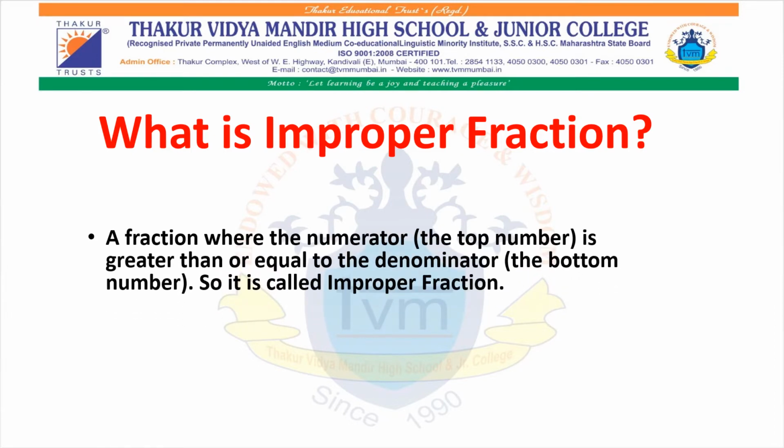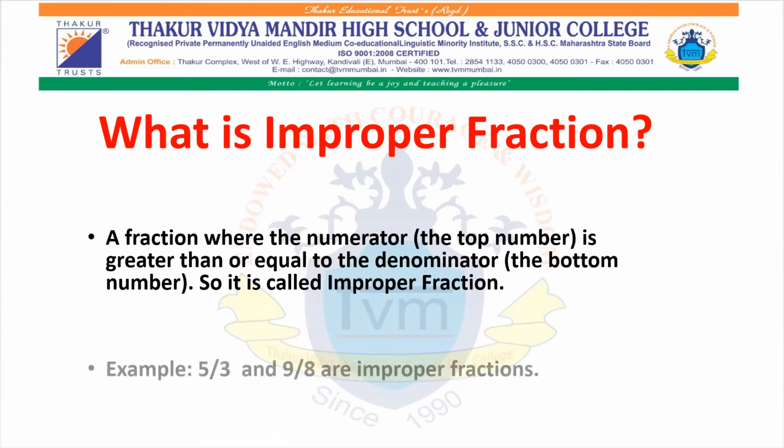Now, we are going to see what is an improper fraction. A fraction where the numerator, the top number, is greater than or equal to the denominator, the bottom number, is called an improper fraction. Have you understood this? Now see, if I say 3 upon 7, 3 is the numerator and 7 is the denominator. Is 3 greater than or equal to the denominator? No. So it is not an improper fraction.